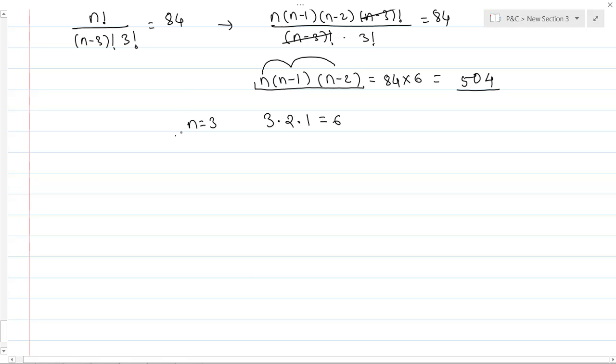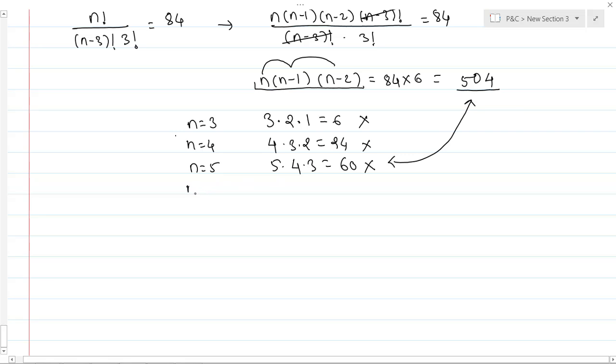Okay. So similarly you can check. So n is equals to 4. If I take n is equals to 4, this becomes 4 into 3 into 2, which is 24. So it is also not okay. So if I take n is equals to 5, this will be 5 into 4 into 3, which is 60. Of course it is not, what we want is 504. So let's take n is equals to 6. So 6 into 5 into 4, 30 into 4 is 120, which is also not correct.